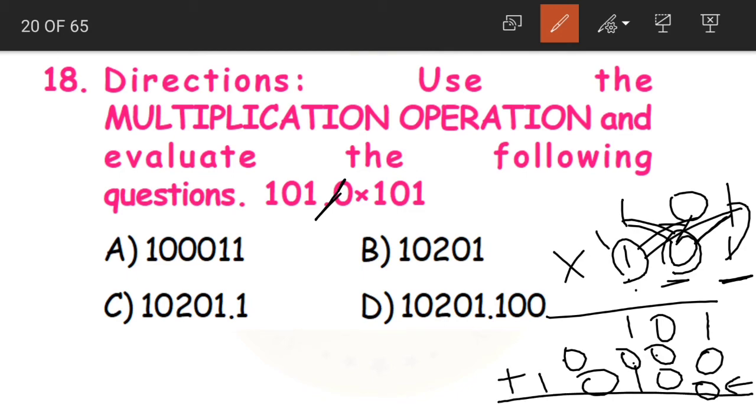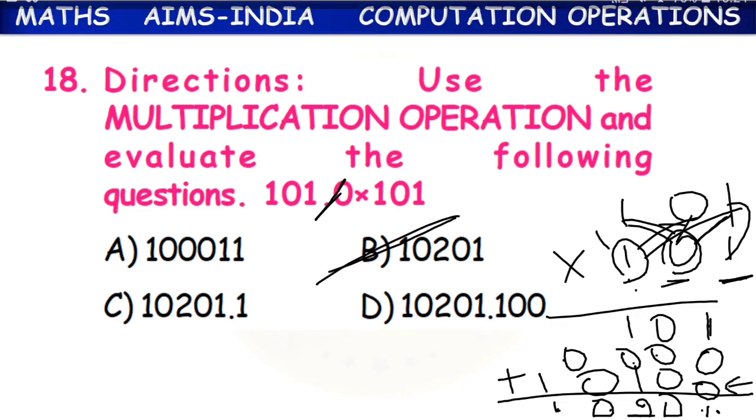Adding our partial products: 1, 0, 2, 0, 1. What is our final answer? 10201. That is option B. Clear, children? Multiplying 101.0 into 101. Coming to question number 18.